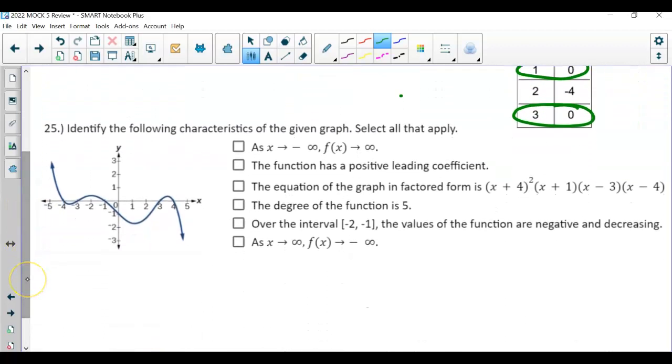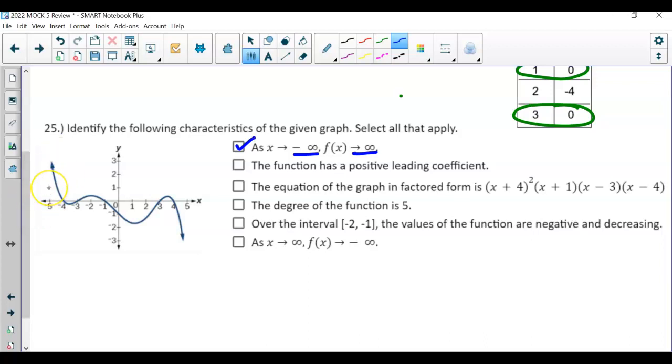Last question, 25, we're selecting all that apply. Which statements are true about our polynomial graph here? As x approaches negative, so as we're going to the left, what direction is that left side of the graph approaching? Well, it's going up towards positive infinity. So this statement is true.